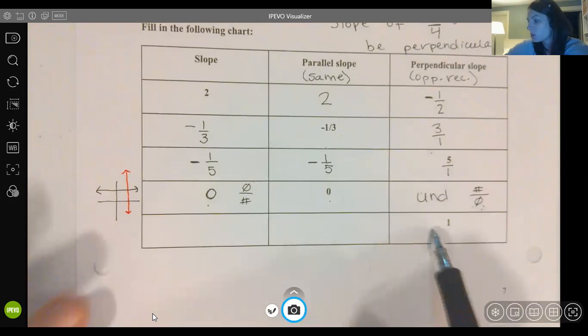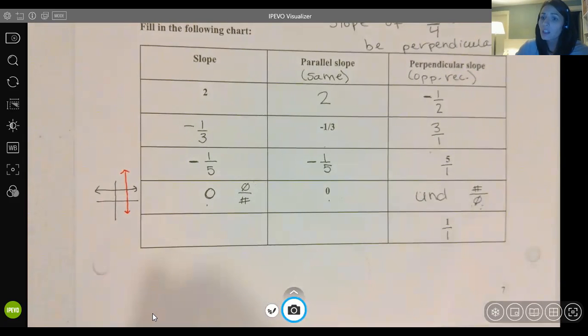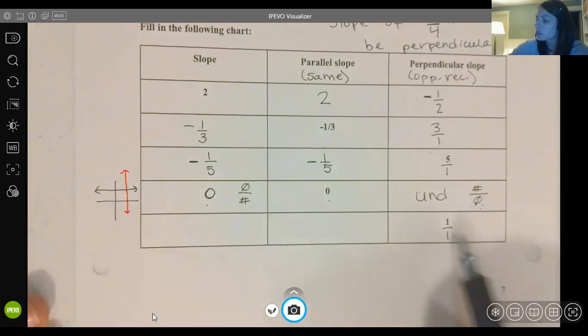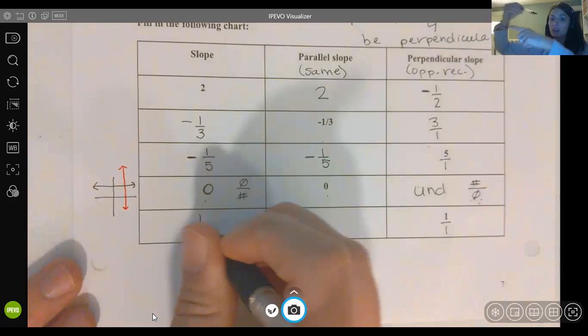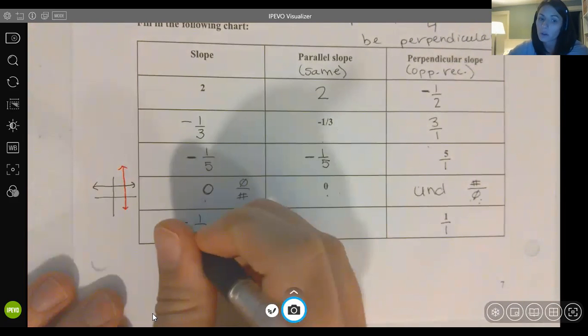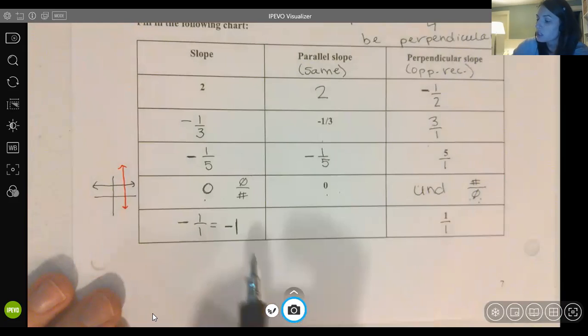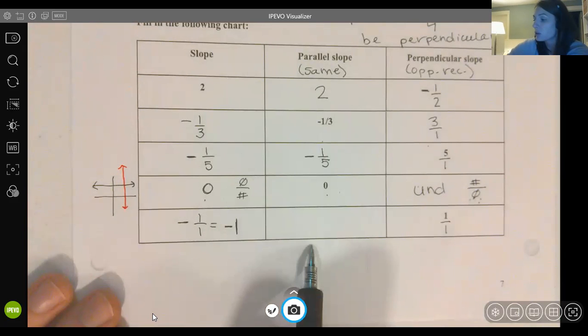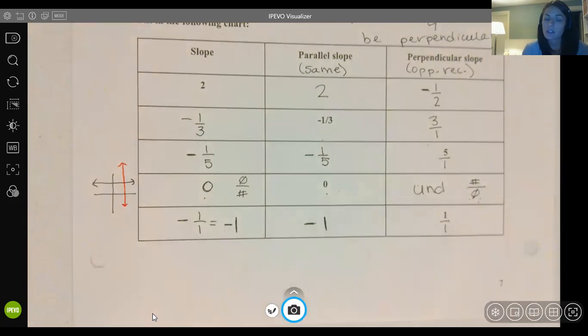This one's also a tricky one because here I have 1/1, and if I take the reciprocal of 1/1, it's still 1/1. So if my perpendicular slope is 1/1, my original slope, the reciprocal of that is still 1/1, but remember it's opposite reciprocal, so it's -1/1, or just -1. And if my slope is -1, then my parallel slope is also going to be -1. And so in the worksheet today, you'll get lots of practice with this. It's good to be able to fill in a table like this or identify if a slope is parallel, perpendicular, or neither.